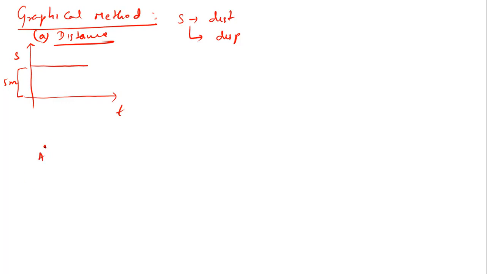So I am standing here, and the particle is standing at this point. At t equal to 0, I observe the particle is here, and it does not move. So this is what the 5 meter is.